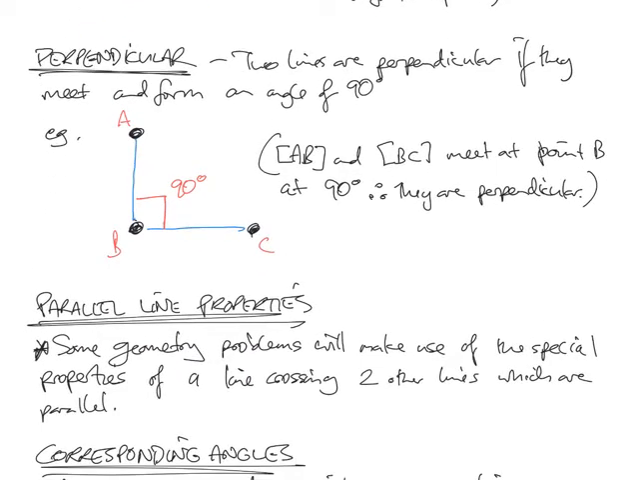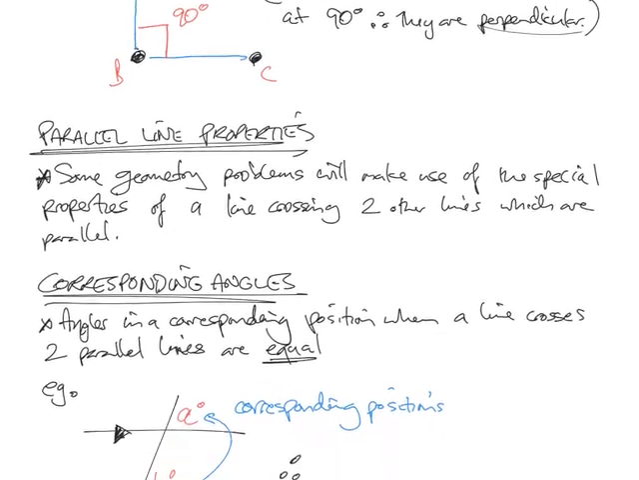Perpendicular is the next term you need to be aware of. Two lines are perpendicular if they meet and form an angle of 90 degrees. So here we've got line segments meeting, so they're going to form an angle, but perpendicular specifically relates to when the angle is 90 degrees. So line segment AB and BC meet at point B, and the angle formed there is 90 degrees, so they are perpendicular. It's a special case of an angle.